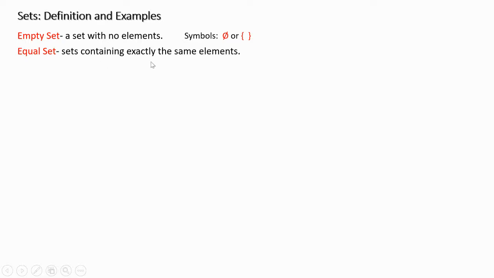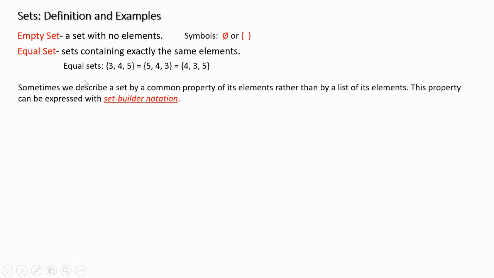Equal sets. Equal sets contain exactly the same elements. So in other words, two sets are equal if they contain exactly the same elements, and the order is not important. For example, these are equal sets. The set of 3, 4, 5 is the same thing as, or equal to, the set of 5, 4, 3, which is equal to the set of 4, 3, 5. These are all equal sets.